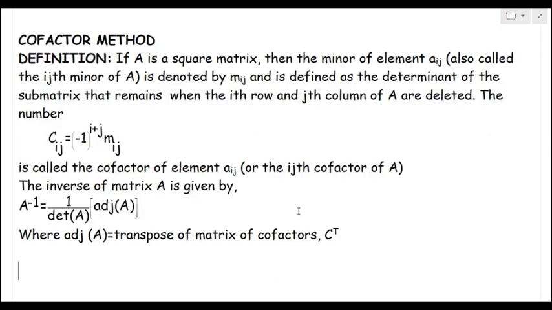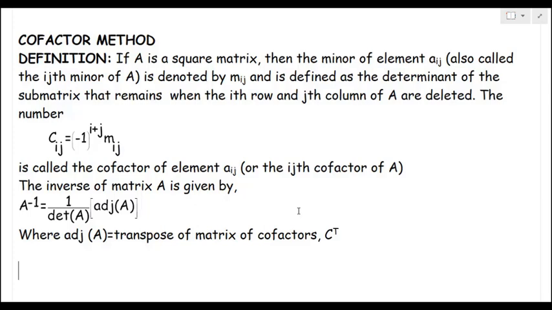The first method we are going to use in determining inverses is the cofactor method. We start with a definition: if A is a square matrix, then the minor of element Aij, also called the ijth minor of A, is denoted by Mij, and it is the determinant of the submatrix that remains when the ith row and jth column are deleted from A. The number Cij, which is equal to minus 1 raised to i plus j multiplied by Mij, is called the cofactor of the element of A.